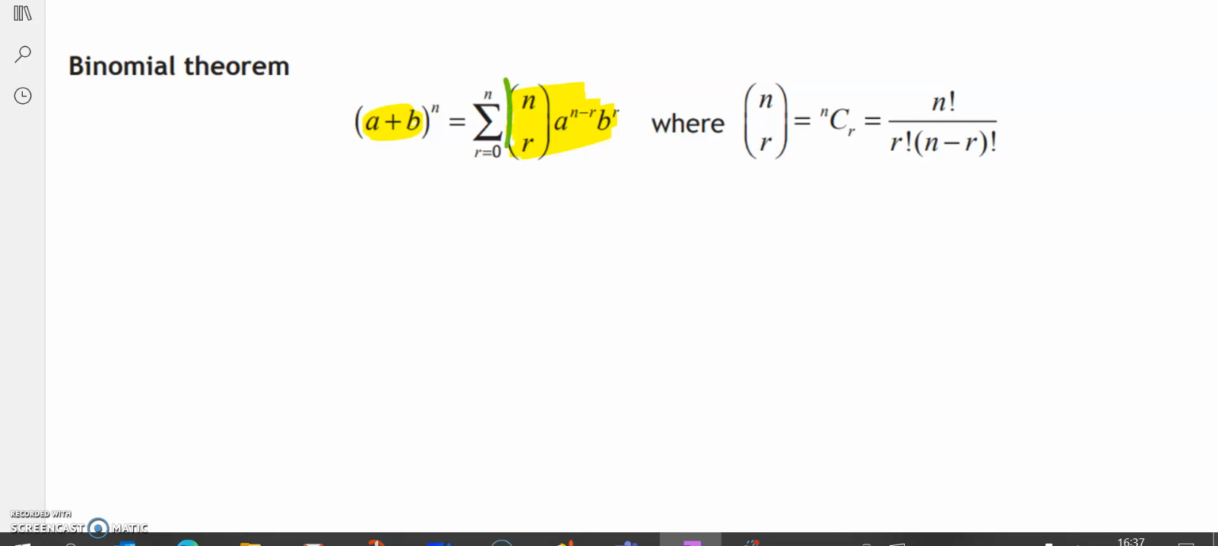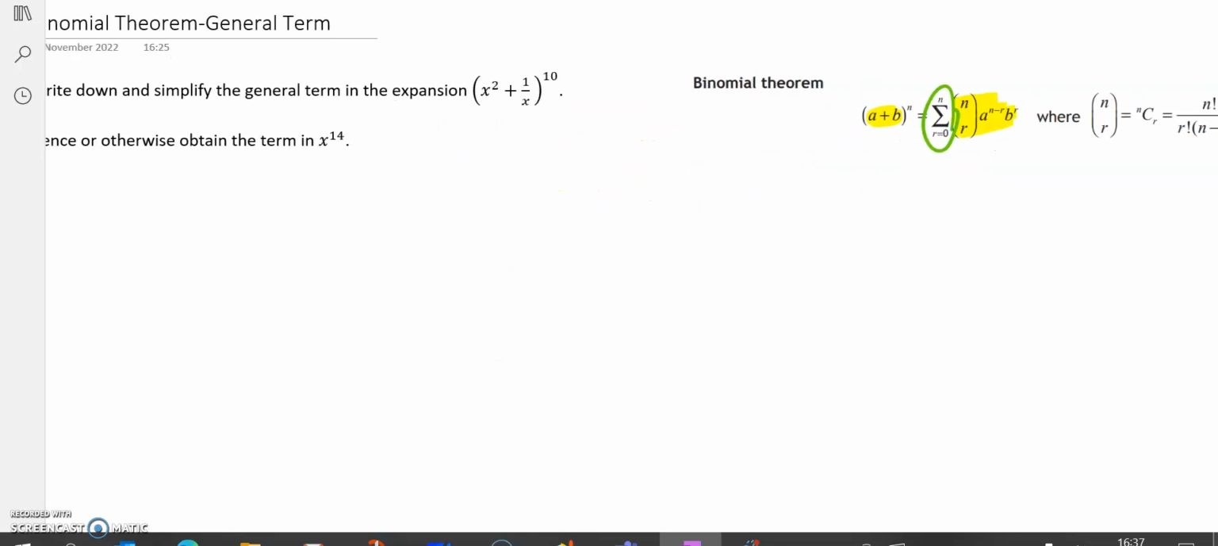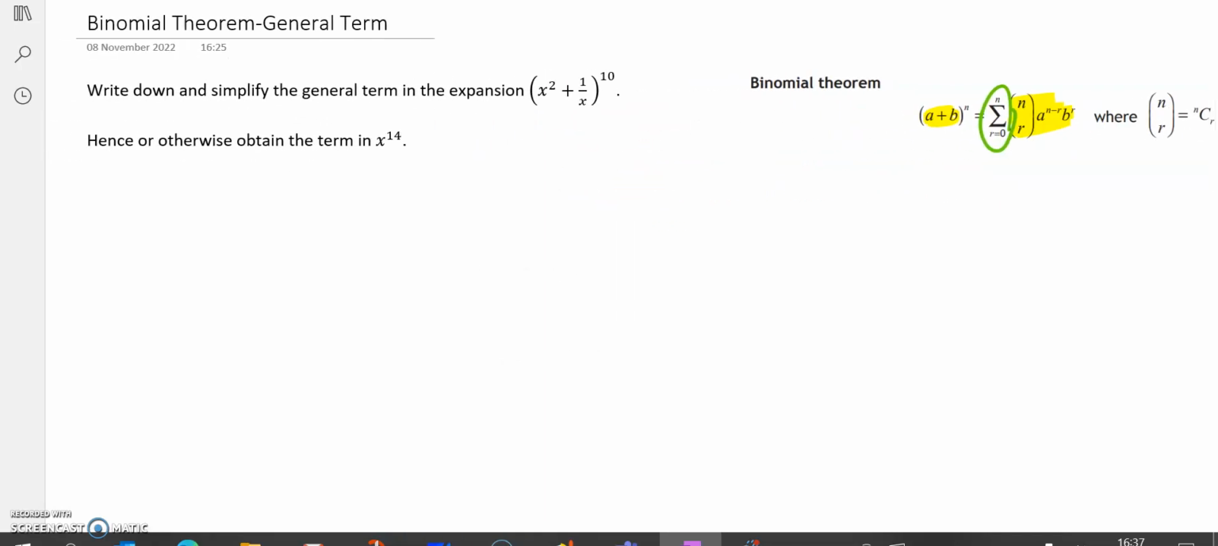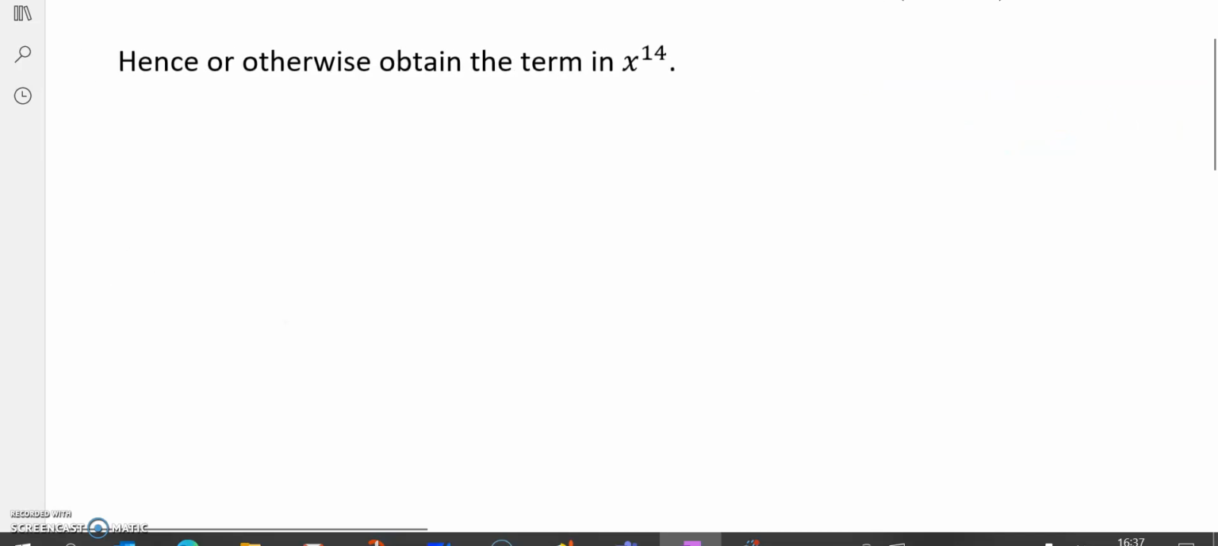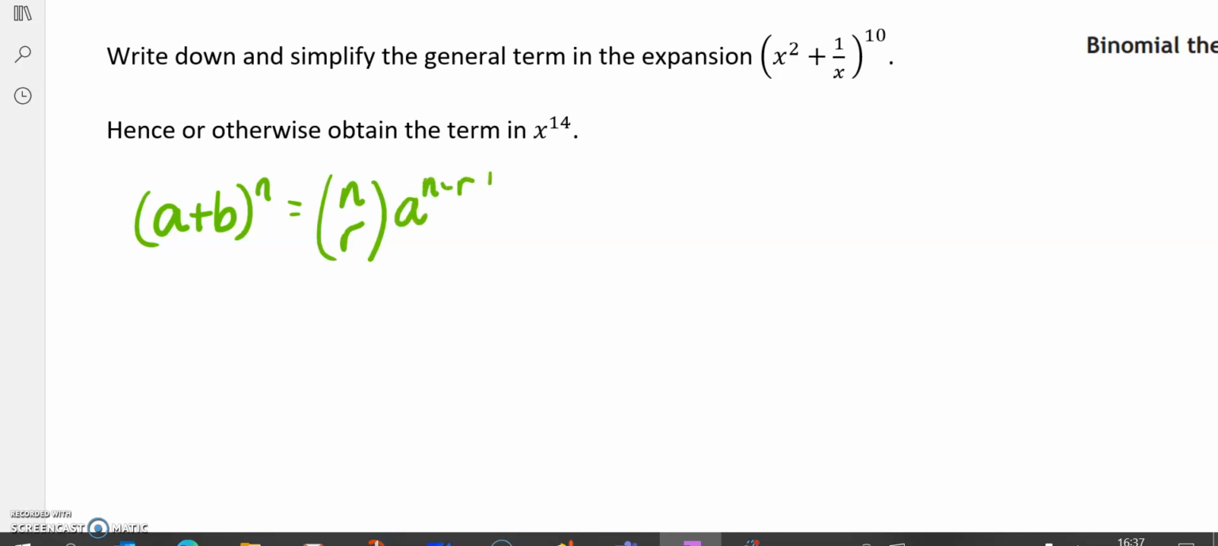We would use the summation symbol if we were asked to simplify, but in this example, we are just asked for the summation. So what we're going to do is take our example and slot it into the formula. The formula is (a plus b) to the n is equal to the sum of n choose r, a to the n minus r, b to the r, where n is the power of the binomial.